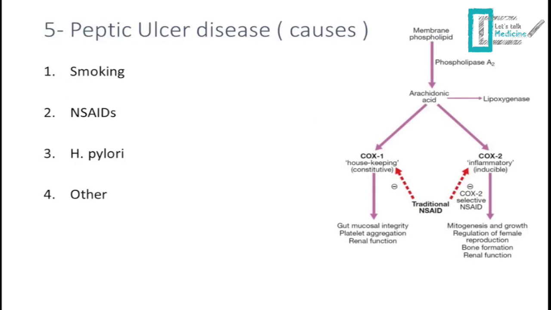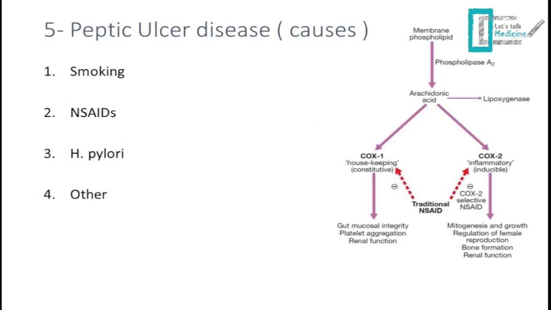Okay, so common causes of peptic ulcer include smoking, NSAIDs or non-steroidal anti-inflammatory drugs, and also H. pylori, which is actually the most important here, and some other causes including hyperacidity and Zollinger-Ellison syndrome. I'm not sure if I'm saying it right, but Zollinger-Ellison syndrome happens because of pancreatic adenomas that secrete gastrin, and when they secrete gastrin, they cause hyperacidity that causes this peptic ulcer, and there is a list of other causes.